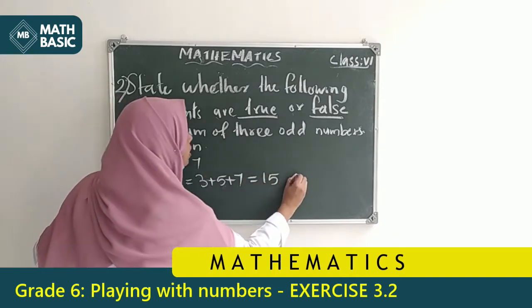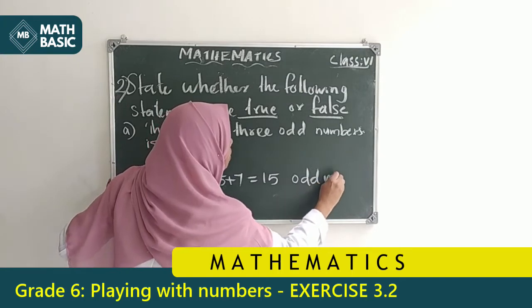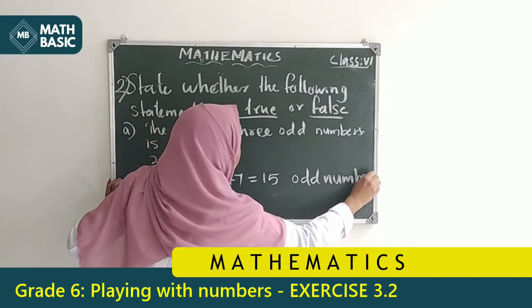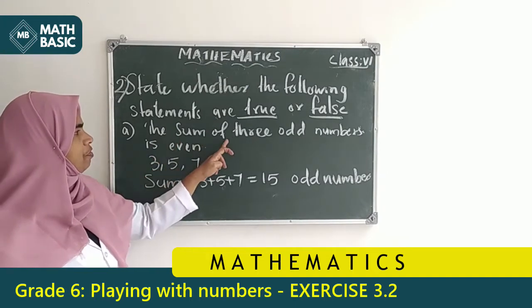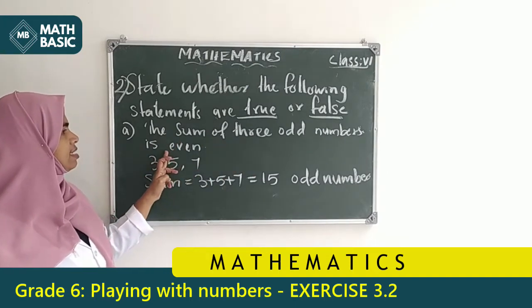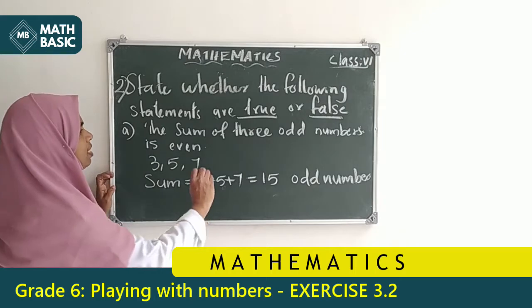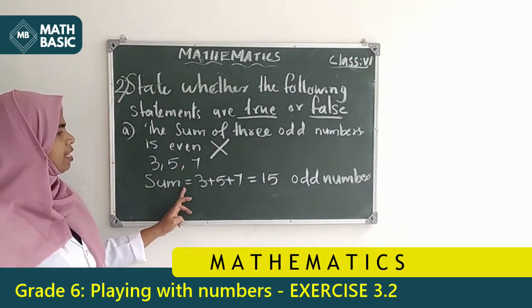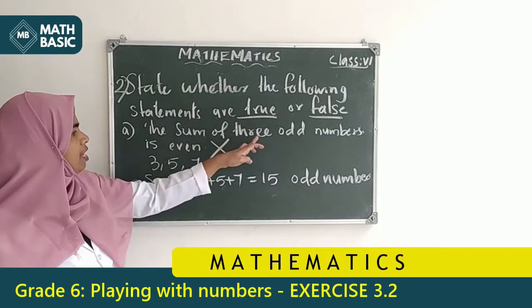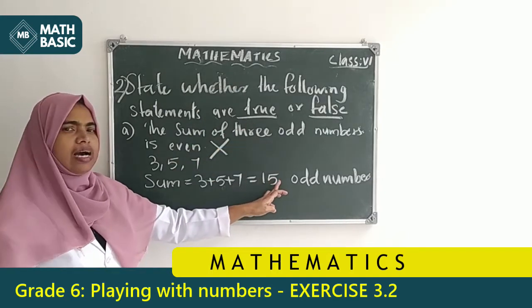15 is an odd number. So, we can say the statement, the sum of three odd numbers is even, is false. We got the sum of three odd numbers is an odd number.